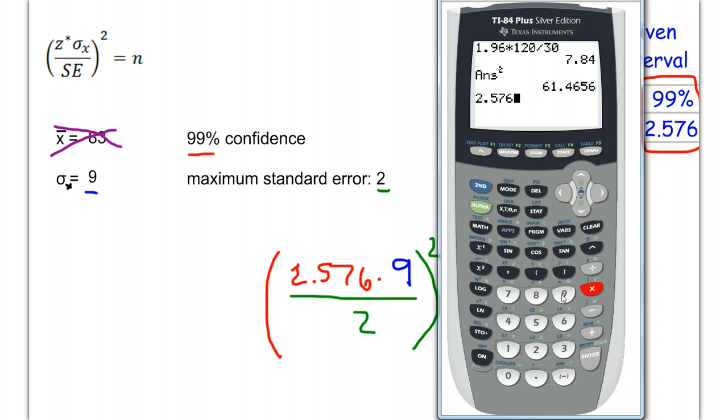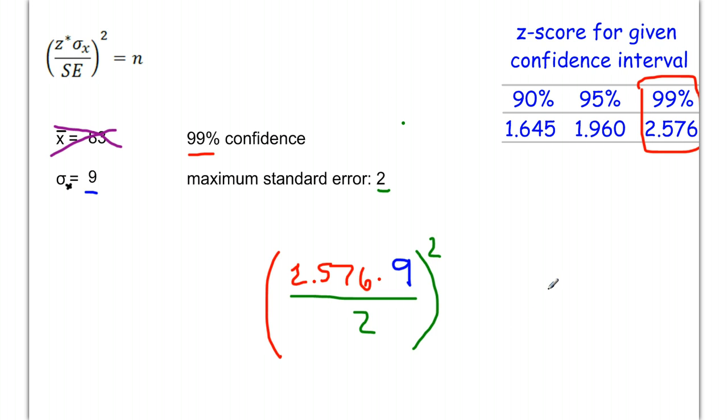2.576 times 9 divided by 2. Square all of that. And if we round up that answer, it's going to give us 135. So our minimum sample size in order to get a margin of error less than 2, when we're predicting with 99% confidence, is going to be 135 people. And that's calculating sample size.